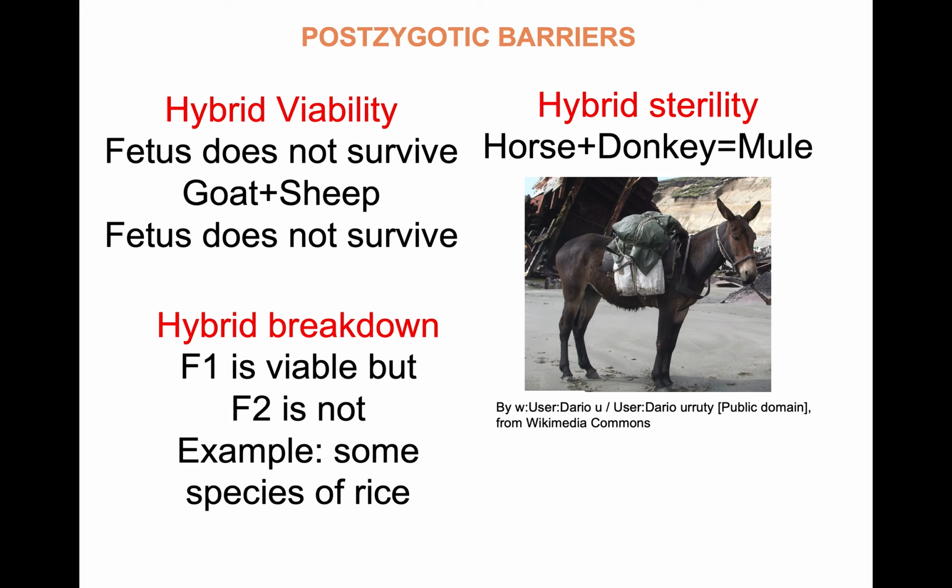Finally, hybrid breakdown. That's when two organisms can produce viable hybrids, viable offspring, and those two hybrids are also able to produce the next generation. But then the F2 generation, the generation in the second degree, is not viable. And this happens in some species of rice. So two different species of rice mate and produce hybrids, and those hybrids can also mate and produce their own offspring, but their offspring don't survive.